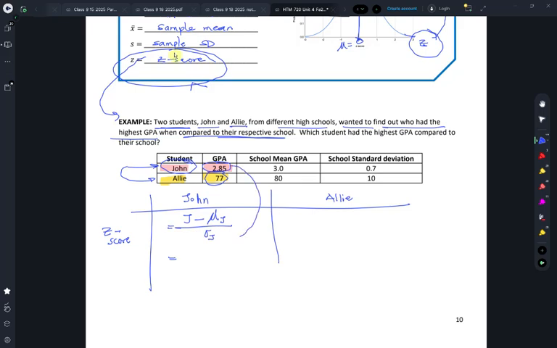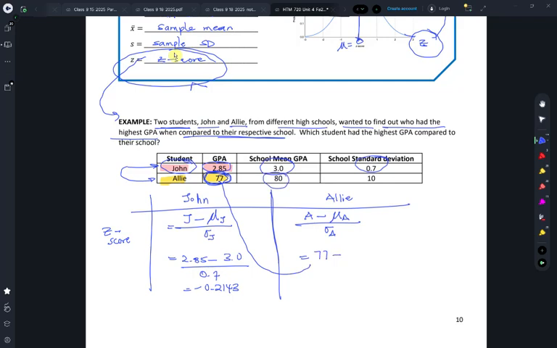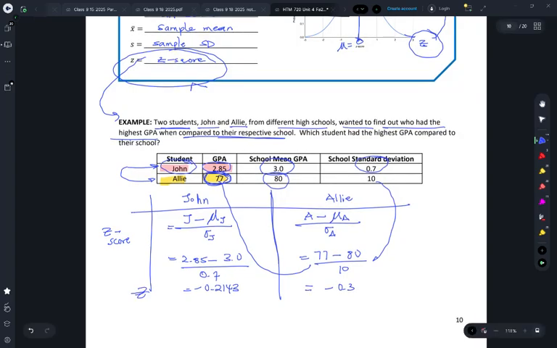For John, the raw GPA is 2.85. In John's school, the overall mean is 3.0, divided by the standard deviation 0.7, and we have negative 0.2143. Whereas in Ali's school, we're going to take Ali's GPA minus the overall average in Ali's school, all over the standard deviation in Ali's school. That will be equal to 77, the raw GPA, minus the mean, 80, divided by 10. That will give us negative 0.3. These are the z-scores for both students.